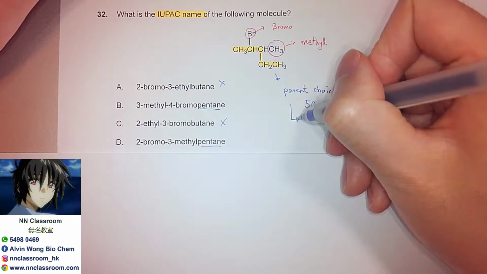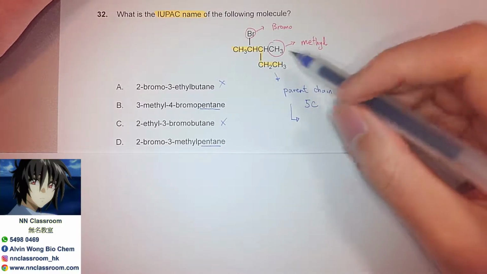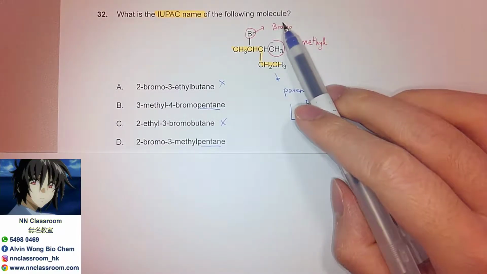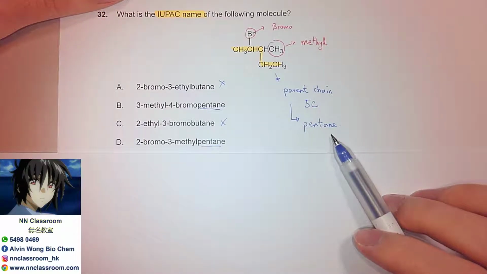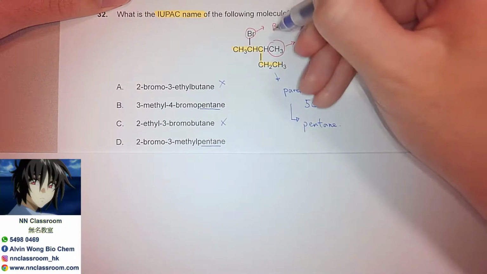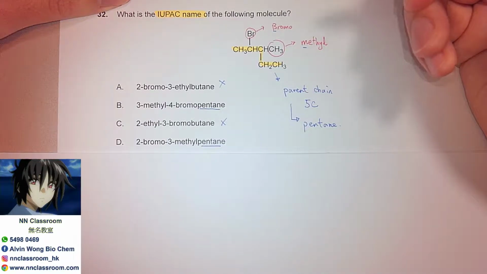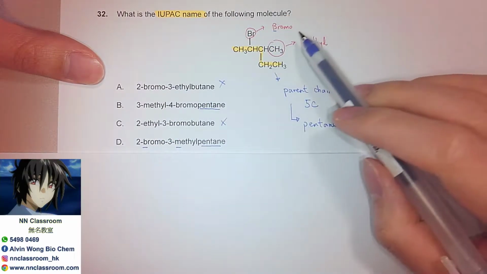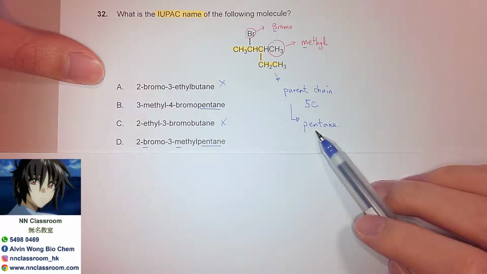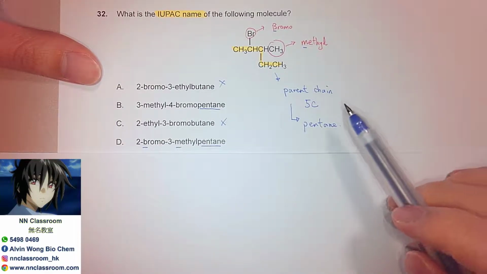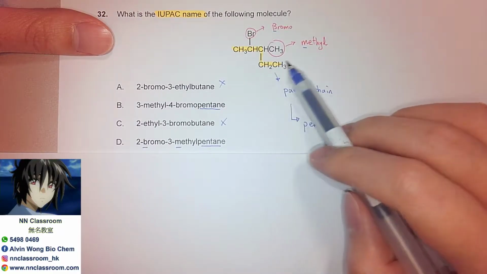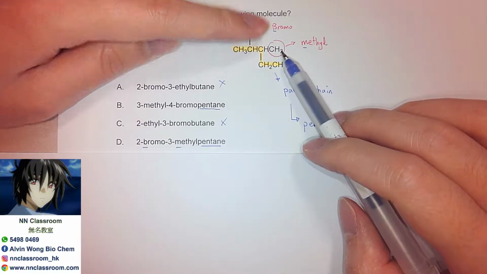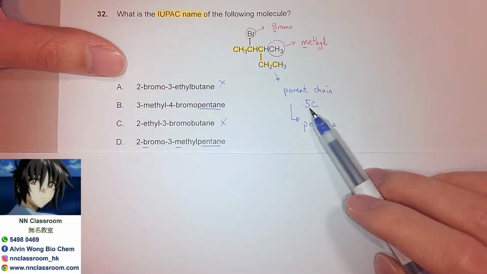This parent chain without any further functional group, with just a and e, is a pentane. So the skeleton is bromo, methyl, pentane. According to alphabetical order, we should put bromo first because B comes before M. So bromo first and then methyl, B and then M, finally linked to the pentane. Double check it. Finally, we need to assign numbers. Otherwise, we do not know where the bromine is and where the methyl is if the parent chain is 5 carbons long.